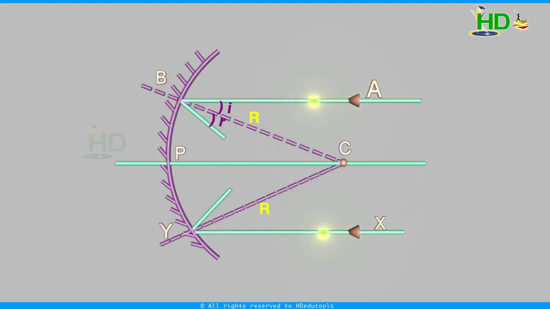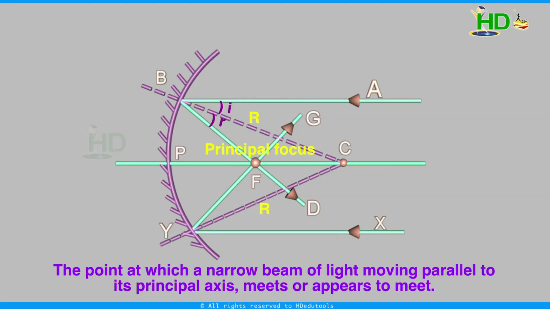All the rays which are coming from infinity, which are parallel to the principal axis, reflect from this mirror and meet at this point on the principal axis. This point is called the principal focus. That is, the incident rays close to and parallel to the principal axis, after reflection, converge at a fixed point on the principal axis in the case of a concave mirror. This point is known as the principal focus.